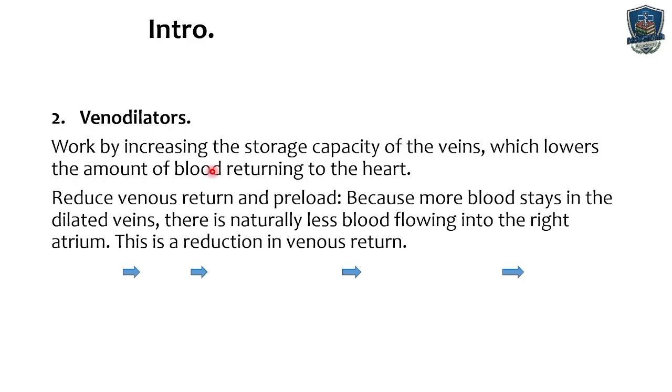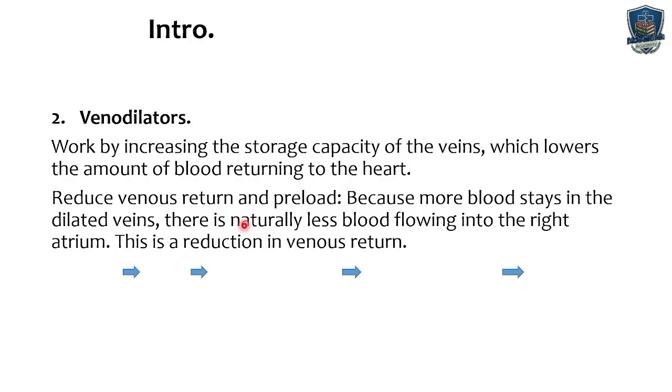Now, a reduction in the venous return also leads to a reduction of the preload. I remember in the first episode, I told you what preload means. Preload is the amount of stretch that the left ventricle or the ventricles make to accommodate blood. So if there is a reduction in the venous return, the ventricles won't stretch as much, so there will be a decrease in the preload. Because more blood stays in the dilated veins, there is naturally less blood flowing into the right atrium, and this is a reduction in the venous return.